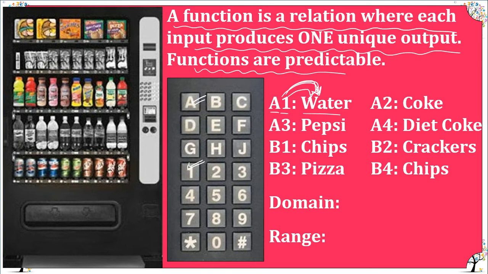If I come back the next day and press A1, I'm going to get water again. If I press A3, I'm going to get a Pepsi. It gives me one unique output. If I press A3, it's not going to give me chips, it's going to give me Pepsi. B1 gives me chips. So our domain in this situation, like we just said, is all of our codes, and our range, our output, is all of the products.